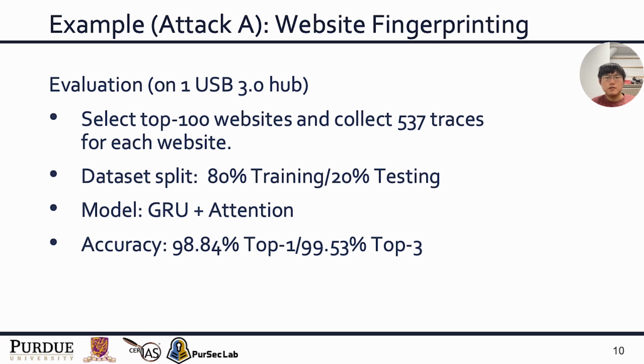We first evaluate this attack on the USB 3.0 hub. We select the top 100 websites and collect over 500 traces for each website. We then split the dataset for training and testing. After that, we train a GRU and attention model on the training set, and we achieve over 98% accuracy on the test set.